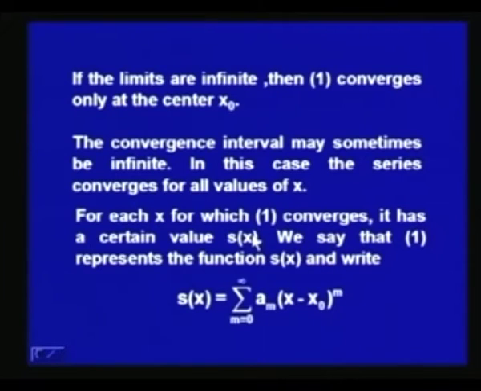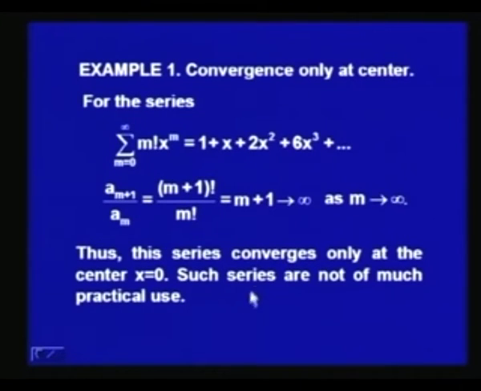Now, for each value of x for which the series converges, it has a certain value s(x), and so we can say that the series 1 represents a function s(x). We may therefore write s(x) equal to the sum m equal to 0 to infinity a_m times (x minus x naught) raised to the power m. Let us study some examples.